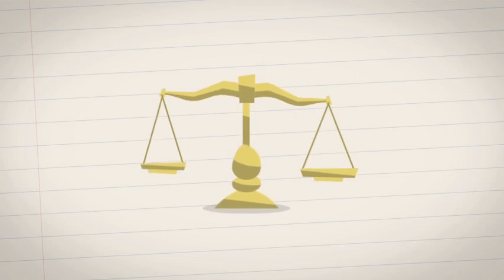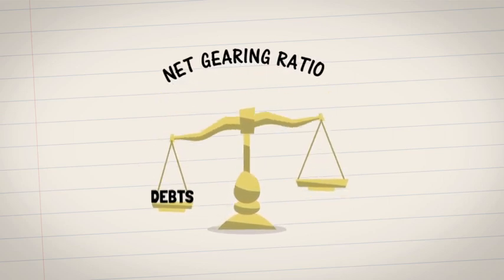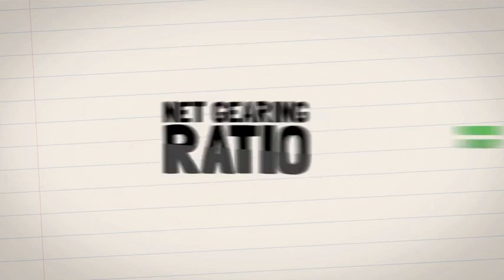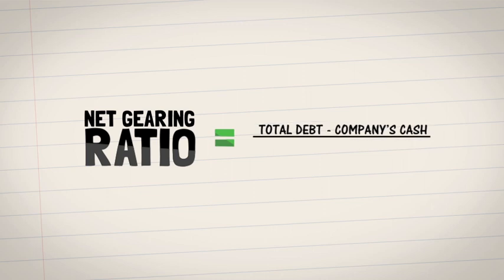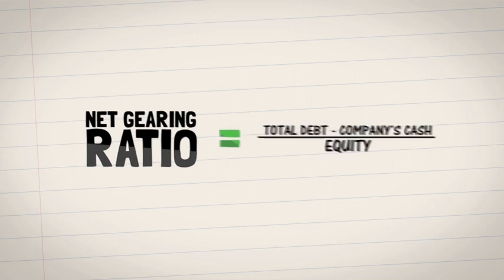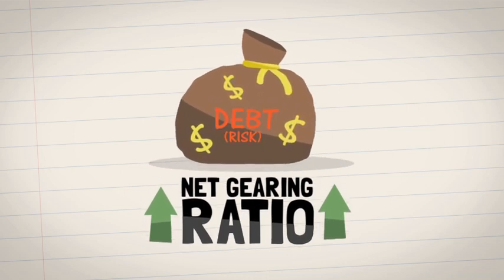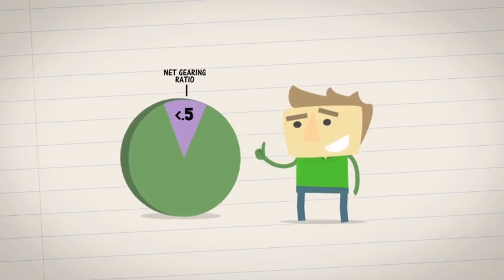The sixth essential ratio is the net gearing ratio. This measures a company's debts against its shareholder equity. To calculate this ratio, first take the total debt and subtract the company's cash. Then divide that number by the equity. The higher the ratio, the more debt and therefore risk the company has. Look for a net gearing ratio of 0.5 or less.